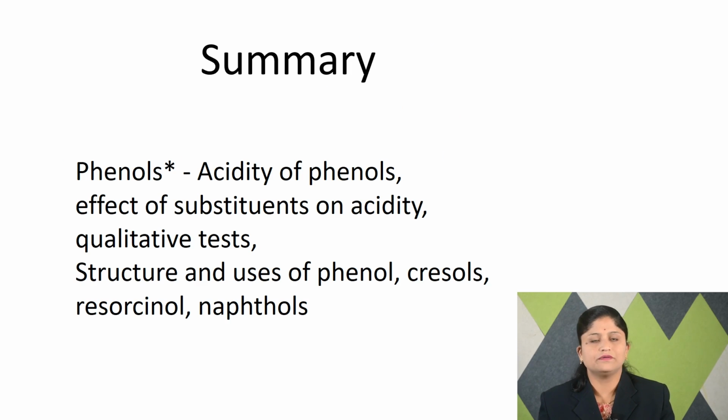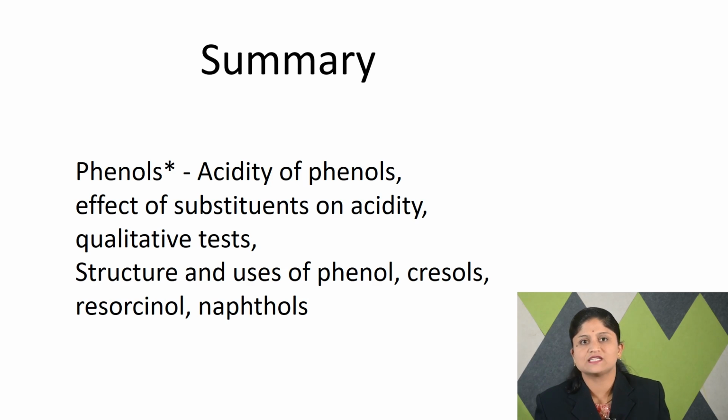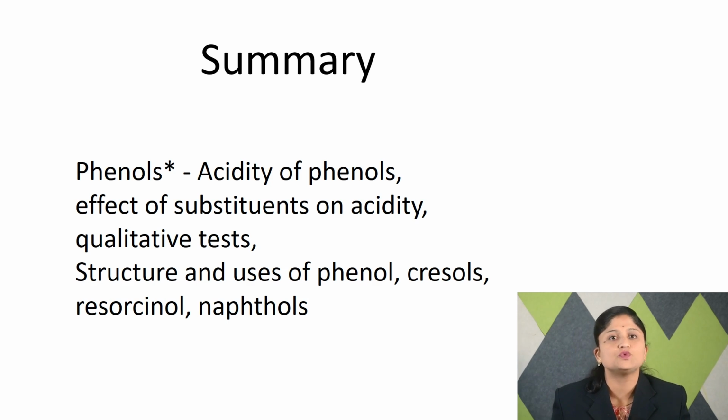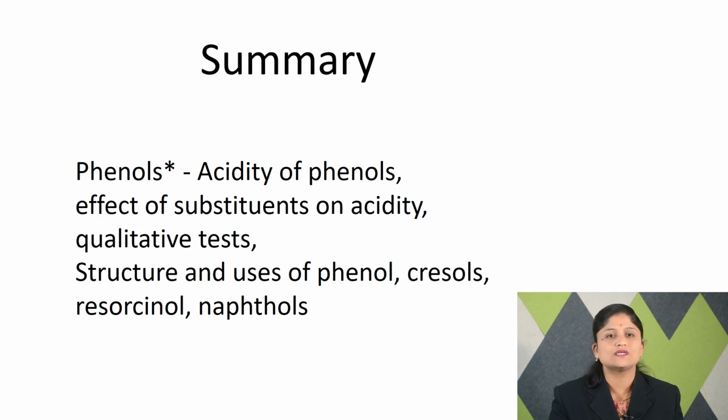Now, throughout this class, we have discussed what phenols actually are, the acidity patterns of those phenol derivatives, what type of effects are shown if they are substituted with electron withdrawing or electron donating groups, the qualitative tests used for identification of the presence of phenol, and some examples of phenols, their structure, and uses, like cresol, resorcinol, and naphthol derivatives.